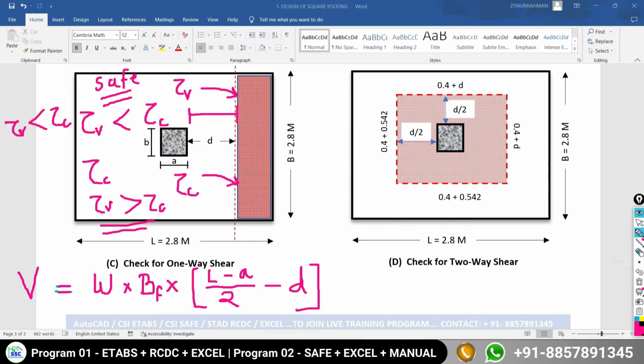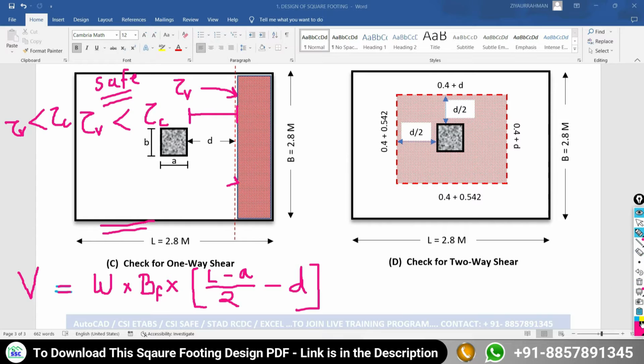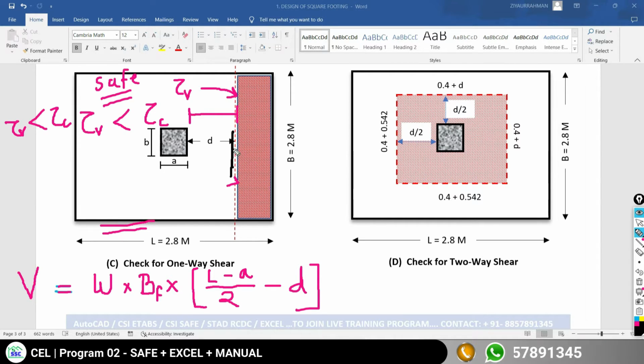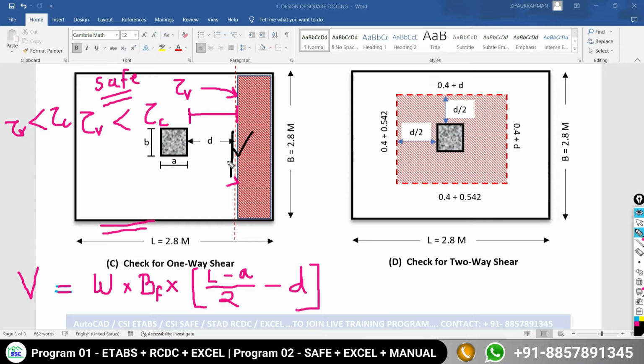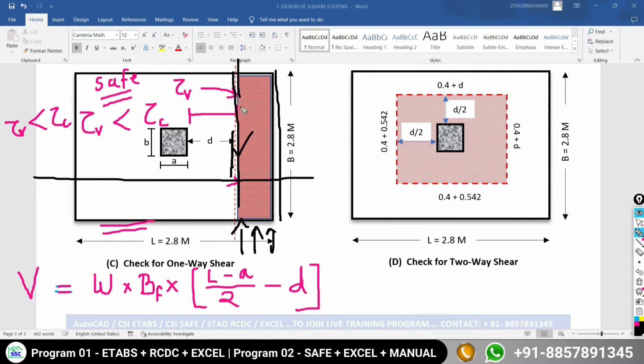So what is the actual concept? We need to first find out how much shear force is going to be developed at this critical section. What is my first requirement? I need to find out how much shear force is going to be developed at this critical section. For finding out the shear force at this critical section, the formula will become the upward soil pressure multiplied by the width available, this total width. Okay, at this critical section, if I am going to do the calculation along this length, this much width we have to consider.